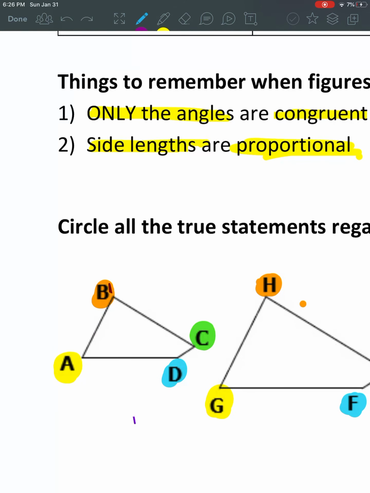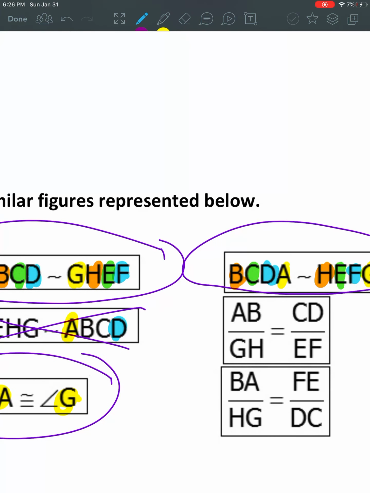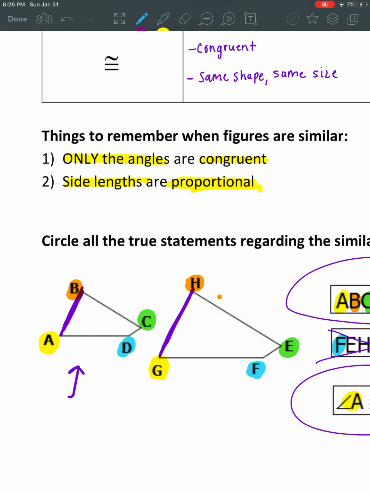Now we're talking about side lengths. So A, B, and I'm going to use different colors here. AB is this side length here. Well, that corresponds to GH. And again, they have to come in the same order. So AB over GH, those are the same.